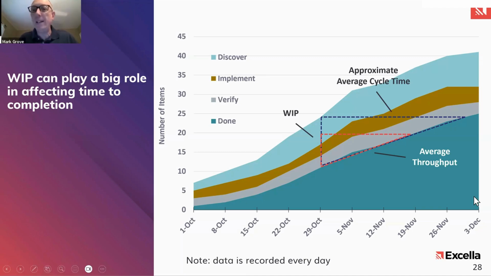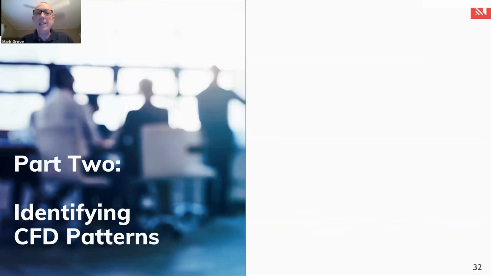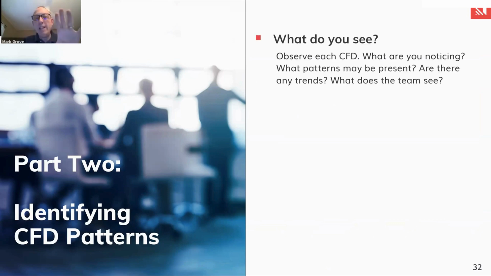Let's spend a little bit of time looking at some patterns. And this is what I want us to do. I'm going to be presenting some patterns, and there are 3 things that I want you to be thinking about, and I'll facilitate us through this together. The first one is pretty straightforward, but yet I think is really powerful. And that is simply, what do you see? What are you observing when you look at the CFD?